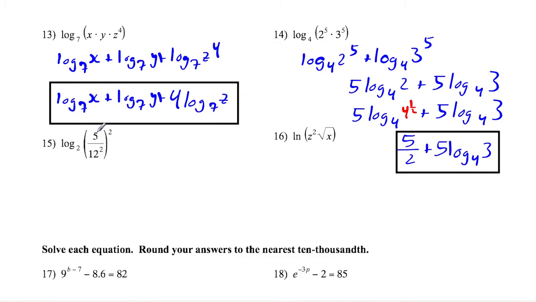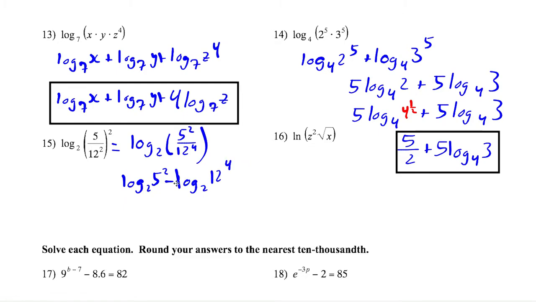Next up here, we have number 2. Yeah, so this one is not going to reduce in quite the same way. So I'm going to do log base 2 of 5 squared over 12 to the 4th. And so this is log base 2 of 5 squared minus log base 2 of 12 to the 4th. And then we bring down the power, so it's 2 times log base 2 of 5 minus 4 log base 2 of 12.